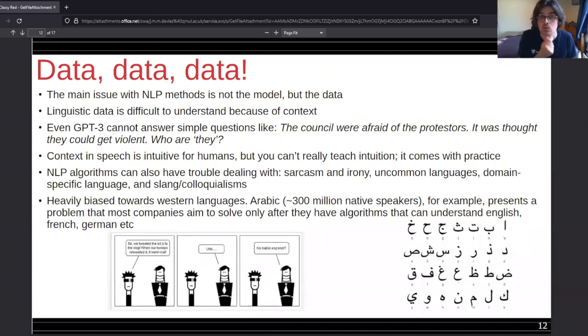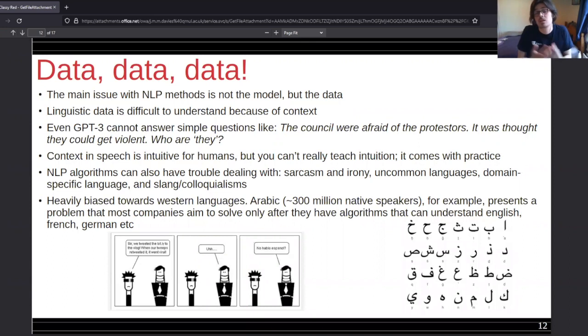If I change it to the police were wary of the protesters, it was thought they could get violent, and you give that sentence to, say, a BLM protester in the US, it may well be that that BLM protester will say, well, they, in this instance, absolutely refers to the police. If, however, you say this to a police officer, it may well be that they say, well, actually, I'm saying the protesters are the ones that could get violent. Context matters, and it's intuitive for humans, but you can't really teach intuition. It comes with practice. So that's what NLP algorithms can have a problem with.